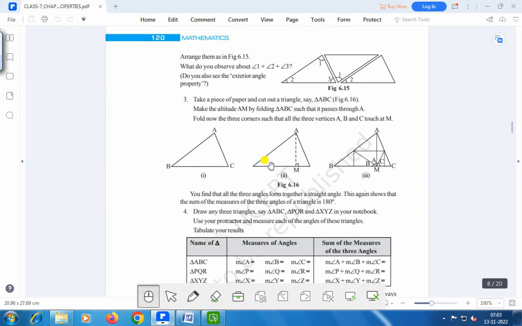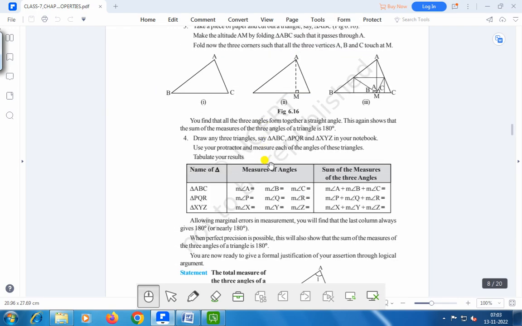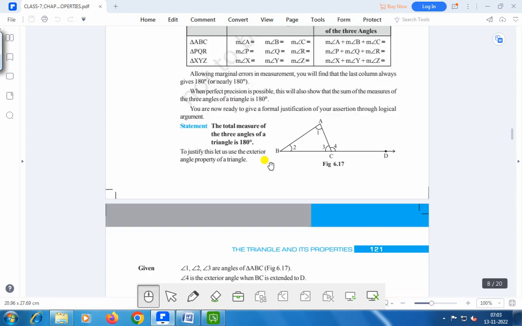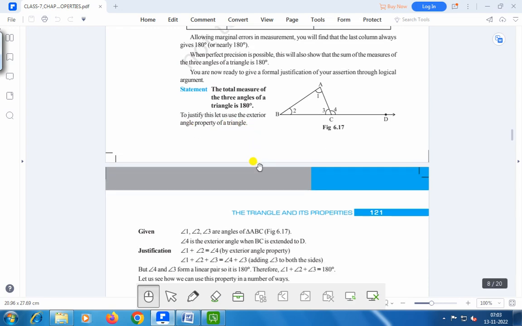Now here you see, what is the statement? The total measure of the three angles of a triangle is 180 degrees. This can be proved also. To justify, let us use the exterior angle property of a triangle.